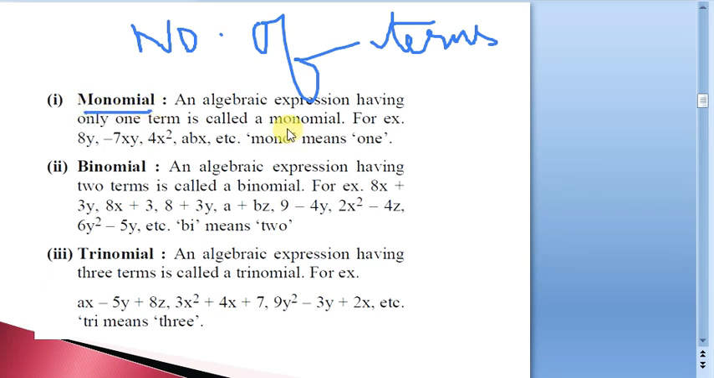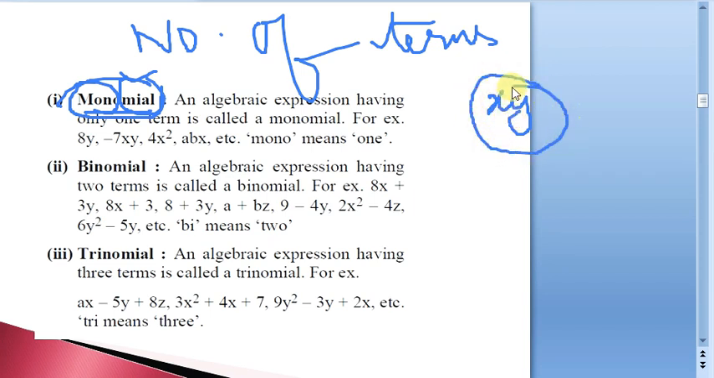Monomial. As always, I suggest you go from the dictionary meaning. Mono means one, nomial means term, so monomial means single term. Wherever the algebraic expression involves only one term, we call it a monomial. It need not be one variable. Suppose I say xy, how many terms are there? Only one term, because x into y as a product is a single term. This is also a monomial. Monomial means only a single term should be there, that means the number of terms should be 1.